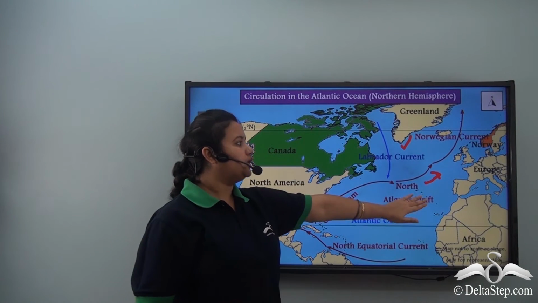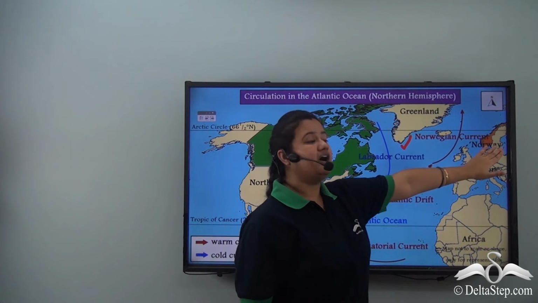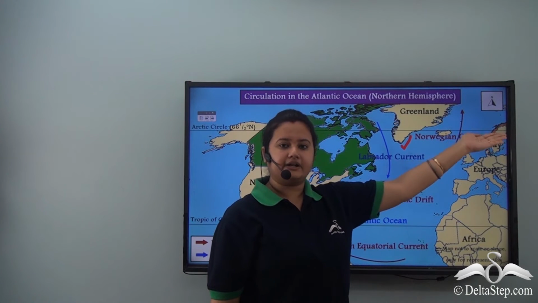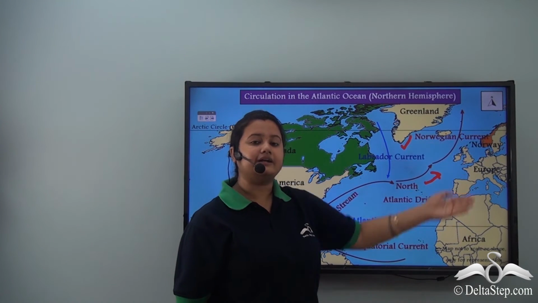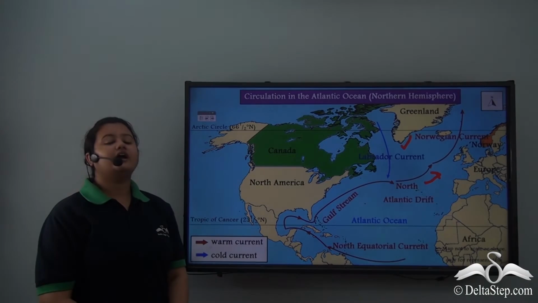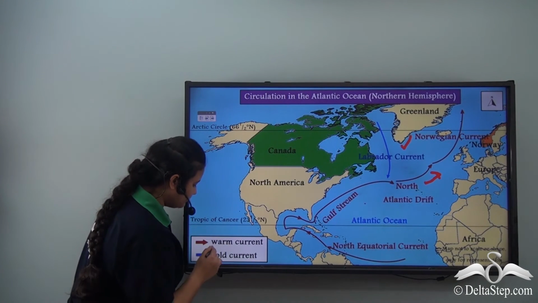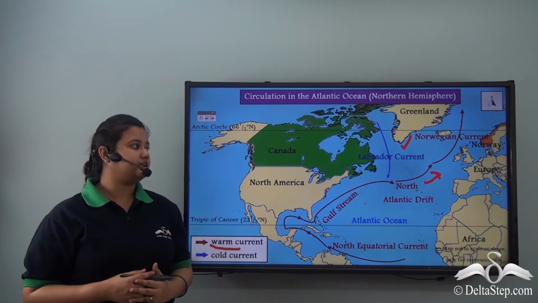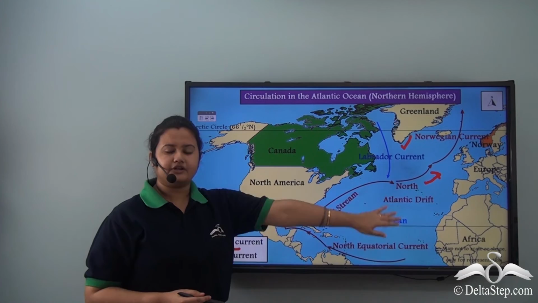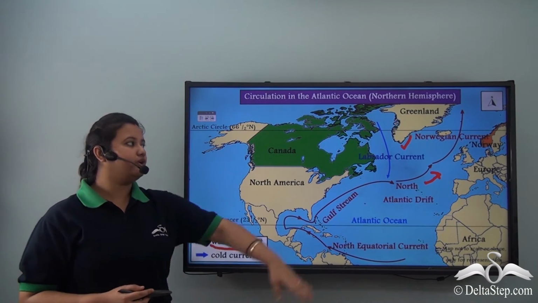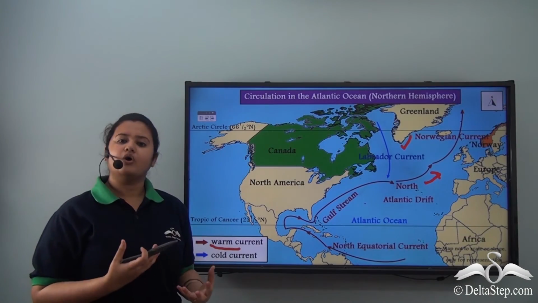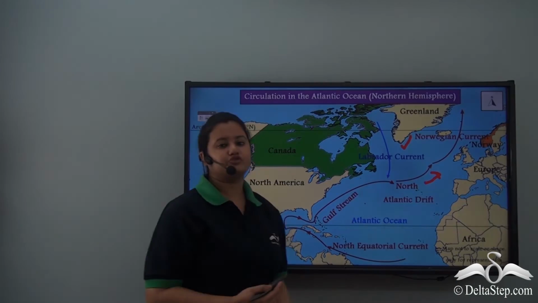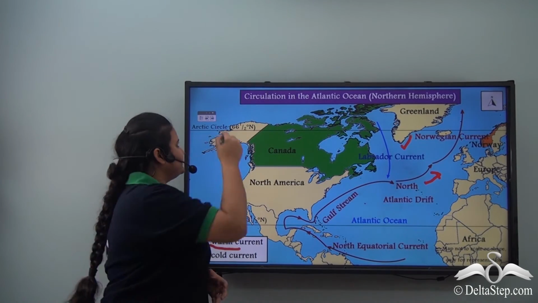So, when the North Atlantic drift reaches the country of Norway, it gives birth to the Norwegian Current. Now see, the Norwegian Current is also marked with red. Norwegian Current is a warm current. And why is it a warm current? This is because Norwegian Current originates from the North Atlantic drift, which is a warm current, and therefore Norwegian Current is also a warm current. The North Atlantic drift also has a southern offshoot. We will study about that current.